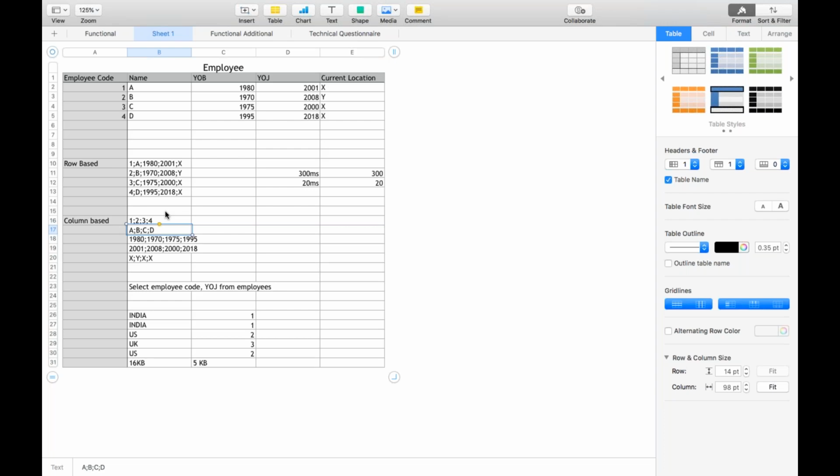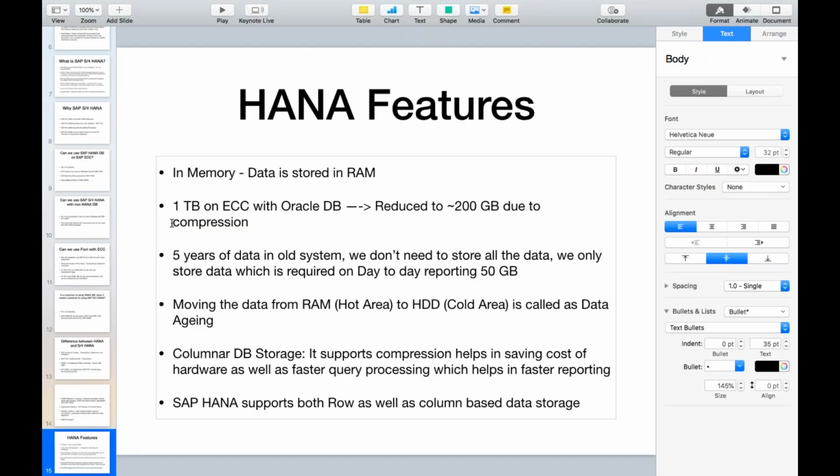Agreed. Thanks. Okay, so SAP HANA supports both row as well as column-based data storage.